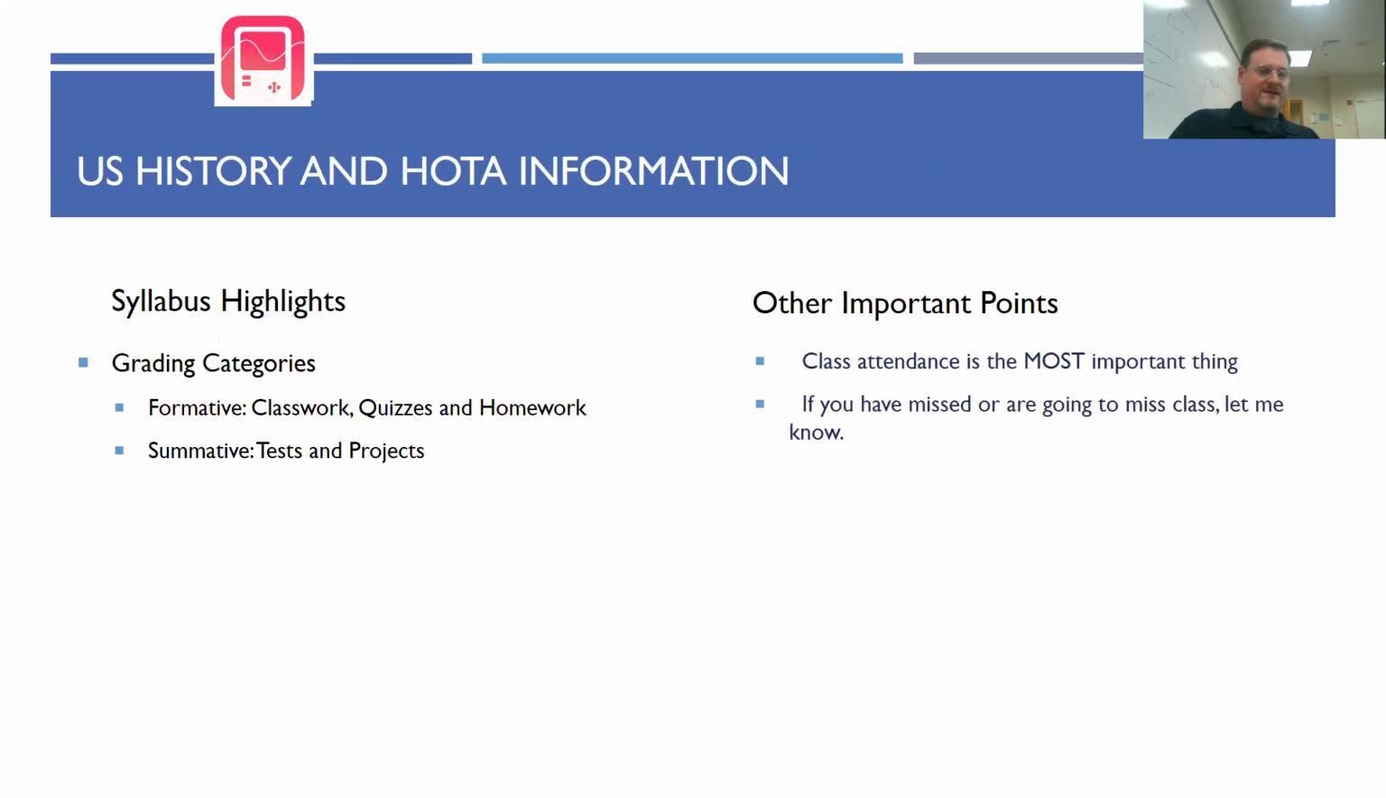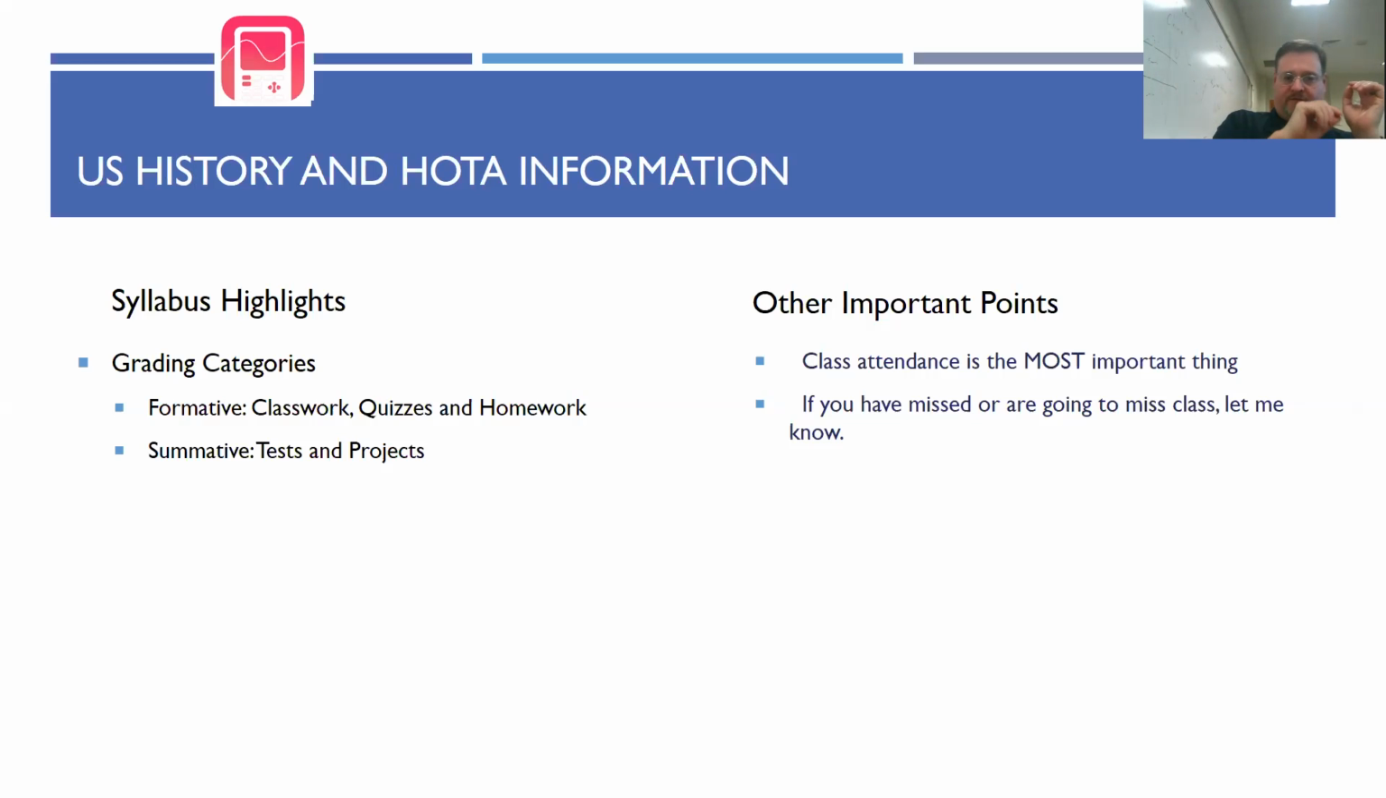Now a couple of highlights from the syllabus. The way we divide out this class, in both classes, is we have formative and summative. That's what you're going to see in Aspen. A formative grade is going to be classwork, quizzes, and homework. That's going to be your basic stuff we do all the time. Your summative are going to be tests and projects. So most of the points, 70% of our points, are going to come from classwork, quizzes, and homework, from the daily grind.